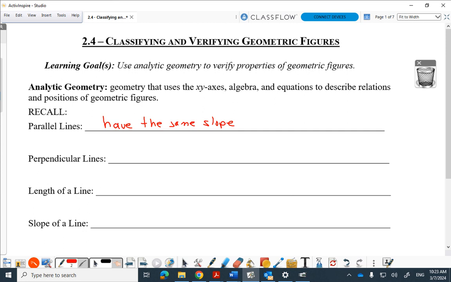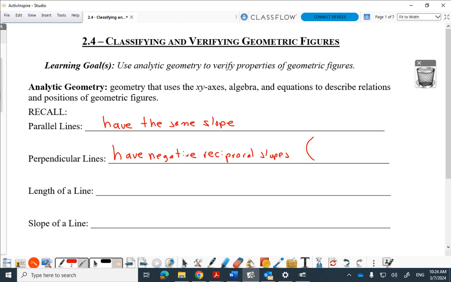Perpendicular lines have, and I'm going to do the fancy phrase, and then I'll get someone to shorten it down for us. What's the fancy phrase here for perpendicular slopes? Negative reciprocals. Have negative reciprocal slopes. But if negative reciprocal is a phrase that is too much for you, what are you doing with the slopes?